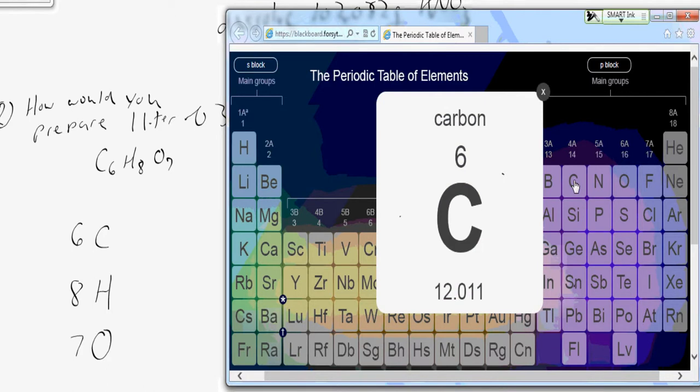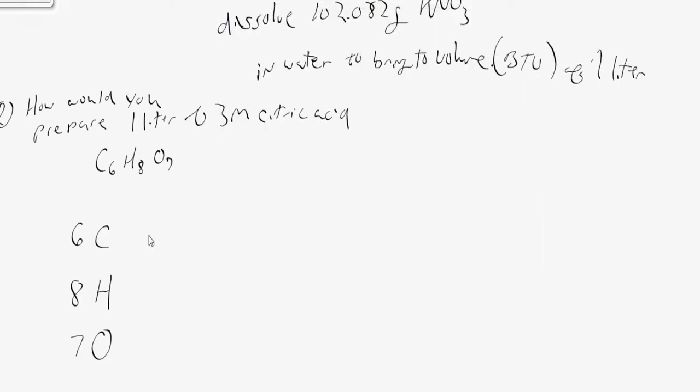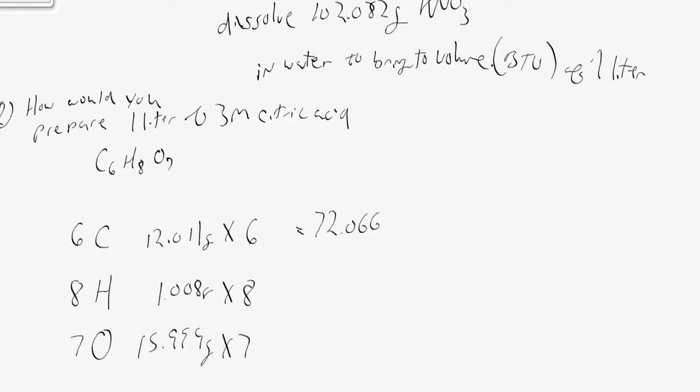So we will dissolve potassium nitrate in water and bring to volume. We'll abbreviate that liter. All right, so we'll dissolve it and then bring it to volume. So for that question, how we prepare 1 liter of potassium nitrate: dissolve it in water and bring it to volume of 1 liter. So question 2, how would you prepare 1 liter of 3 molar citric acid?